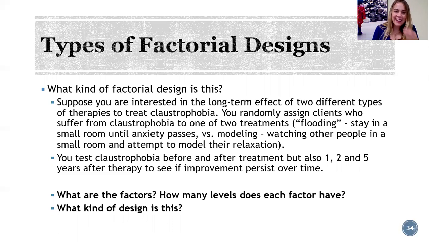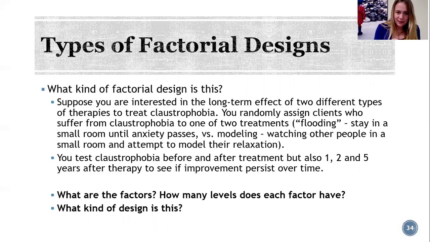Okay, hopefully you're back. The factors here, we've got two independent factors. Those two factors are type of treatment, and the other factor is time. How many levels? Our treatment is easy. We've got 2 levels of that treatment. The time factor is much more complicated. We have before, after 1 year, 2 years, and then 5 years. So we've got 5 time points. So this kind of design is a 2 by 5 design.